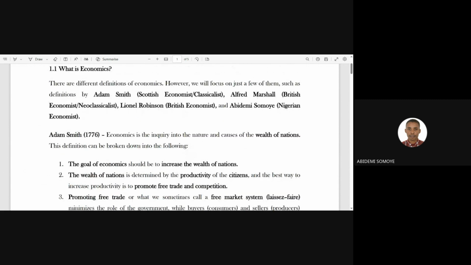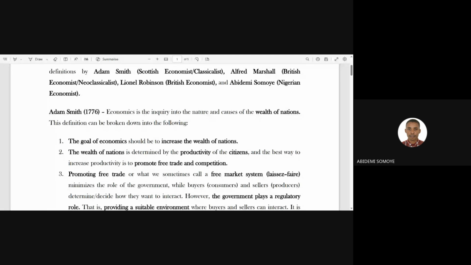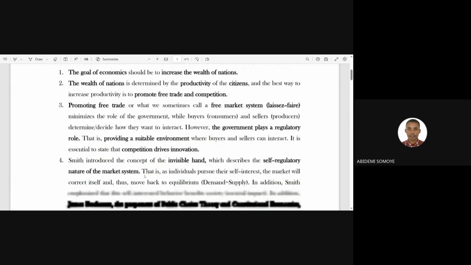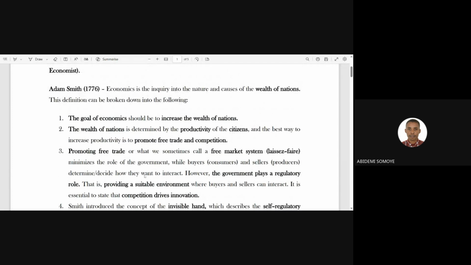This is the first definition, which is by Adam Smith. He defined economics as the nature and the causes of wealth of nations.